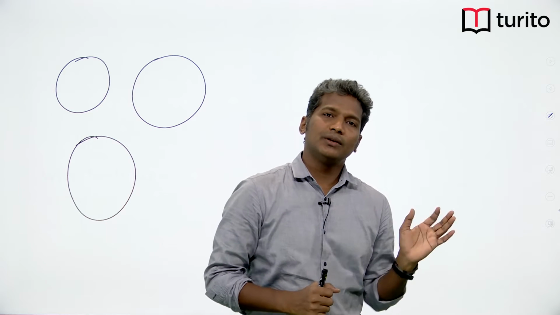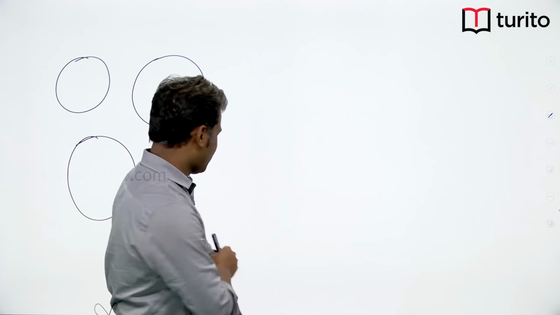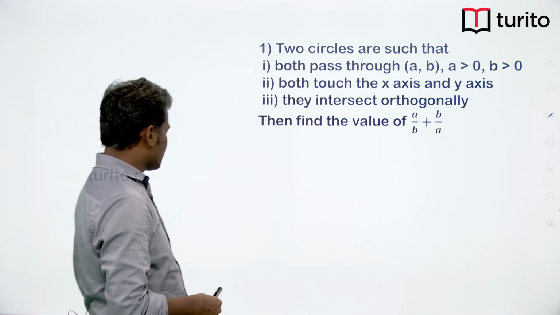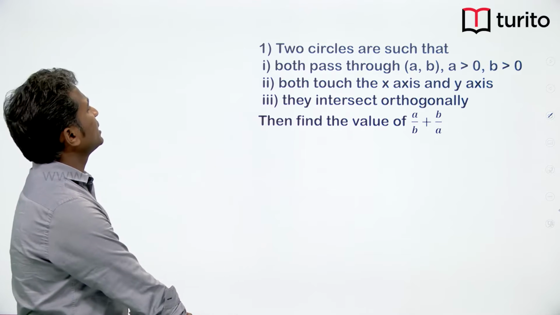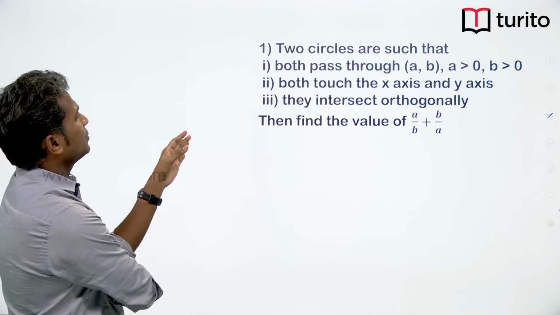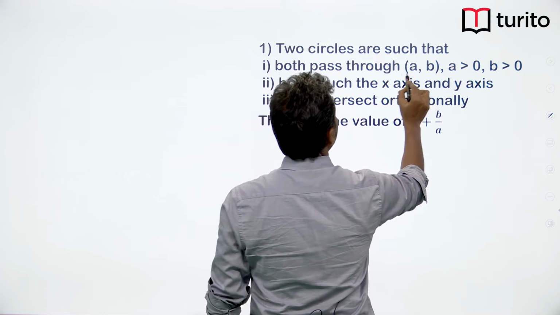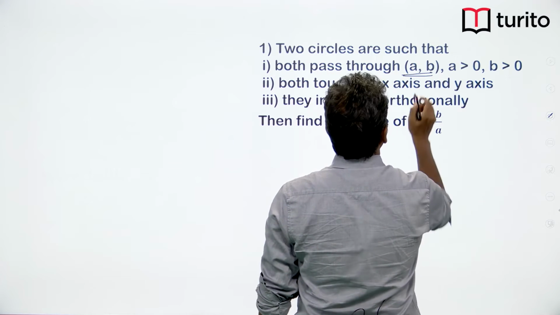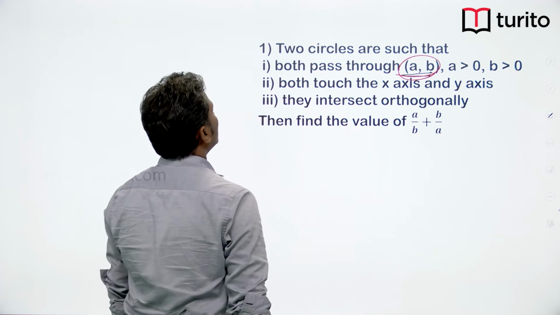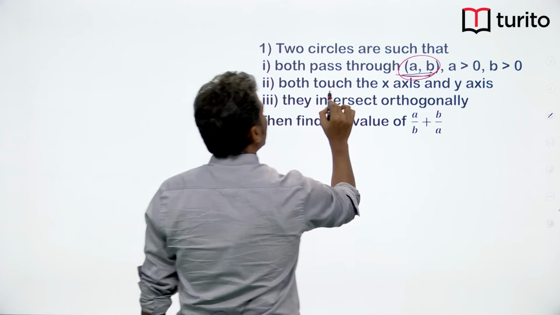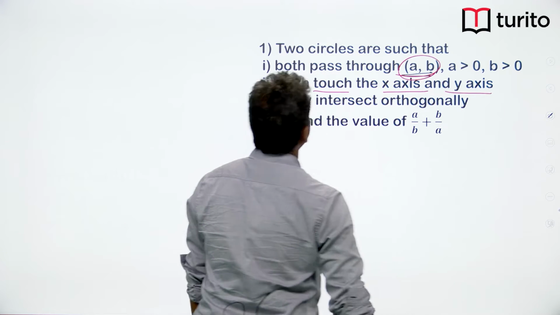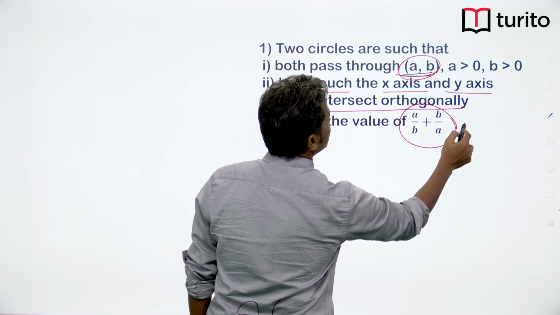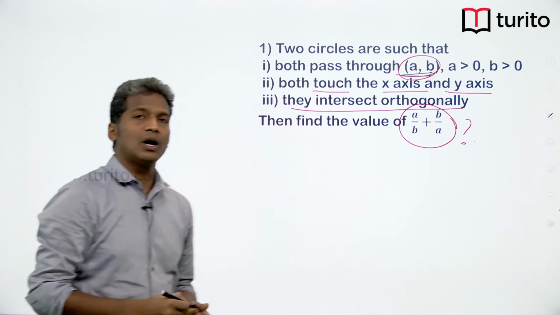Okay. Now, we will look at some interesting problems. So, here two circles are such that both pass through a point A comma B. This is one information. Okay, so I will mark the information in red. And both touch x axis and y axis, and they intersect orthogonally. Then find the value of this. So, how do we proceed?